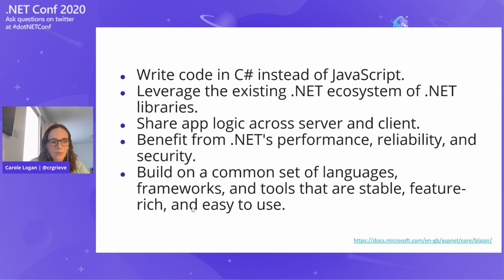We all have the libraries that we know and trust, and it means that we can use those in our single-page applications. If they're written in .NET Standard, we can bring them right over to Blazor and use them. We can share logic across the server and the client side. So if it's written in C# and you've already got that code written, you can use it in your Blazor app. And we can have the reliability and the security and the performance that we know we get from .NET straight in our Blazor app. It's also built on a common set of languages and tools that are stable and easy to use for us as developers.